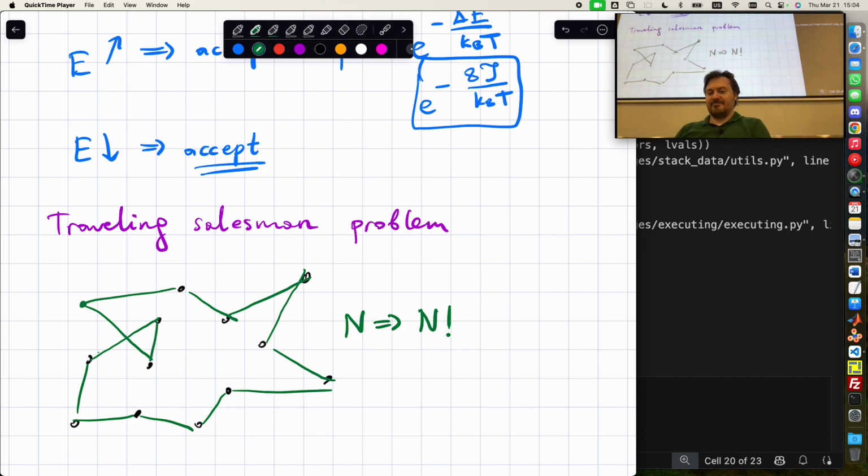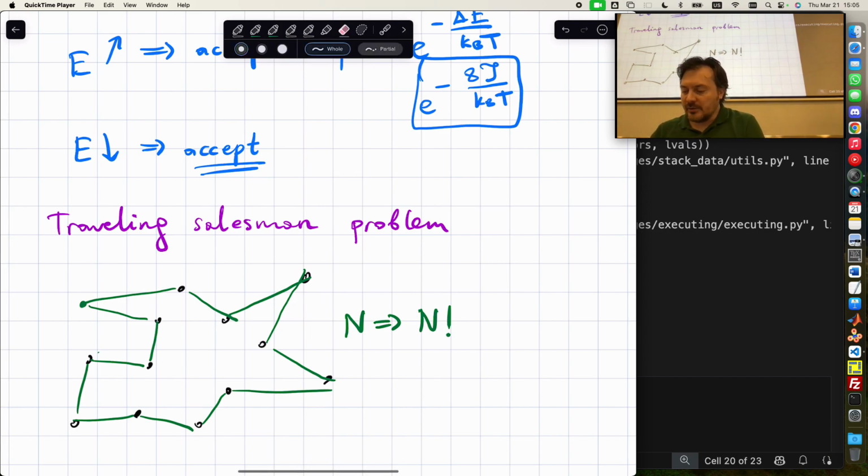Okay, there you go. Do you see the crossing? Do you see that? Immediately you see that, and immediately you understand that it's wrong. Right? Because you can always do this, and it will be shorter. Right? So that's what we are going to do.